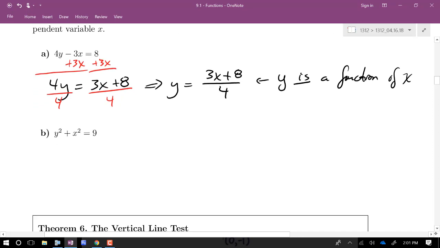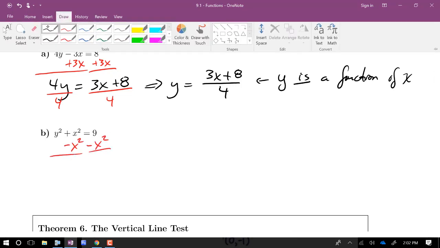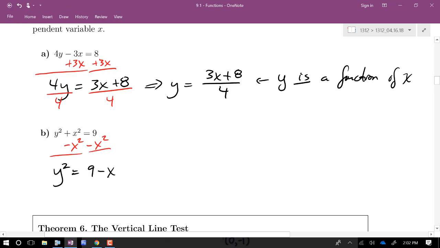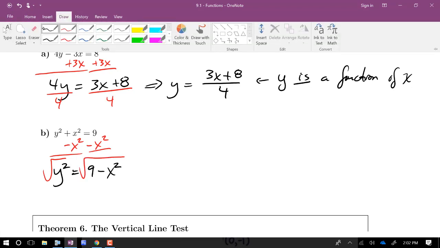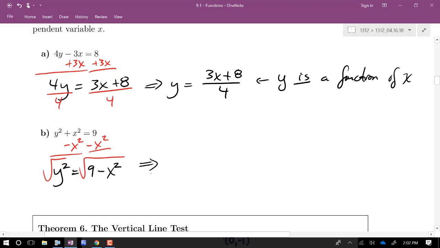If we look at the next example, we'll see where things can sometimes go astray. So y squared plus x squared equals 9. To see if this defines y as a function of x, we start out doing the same thing and solve for y. Let's subtract x squared. So we get y squared is equal to 9 minus x squared. To solve for y, we have to take the square root. But this is where we run into trouble. The square root of y squared is y. But when we impose the radical on both sides of an equation, what do we need to do? Plus or minus.